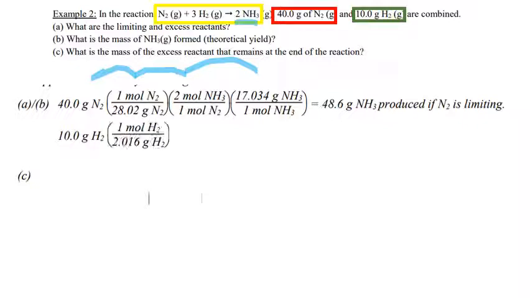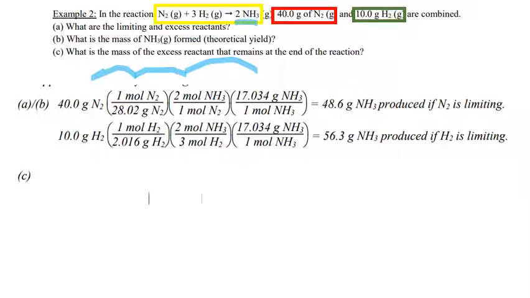So again, grams to moles to moles to grams, and that gives me a larger number. So this right here is my number that is smaller, so that makes this number right here the important one to focus on. So the question then is, how much hydrogen did I use up of the 10? Because we started with 10, that's important. But I know if I can make 48.6, remember this is my theoretical yield right here, that means 40.6.